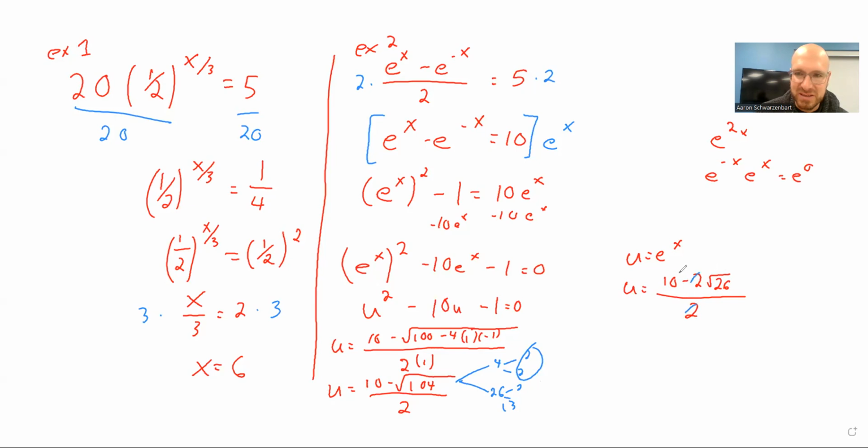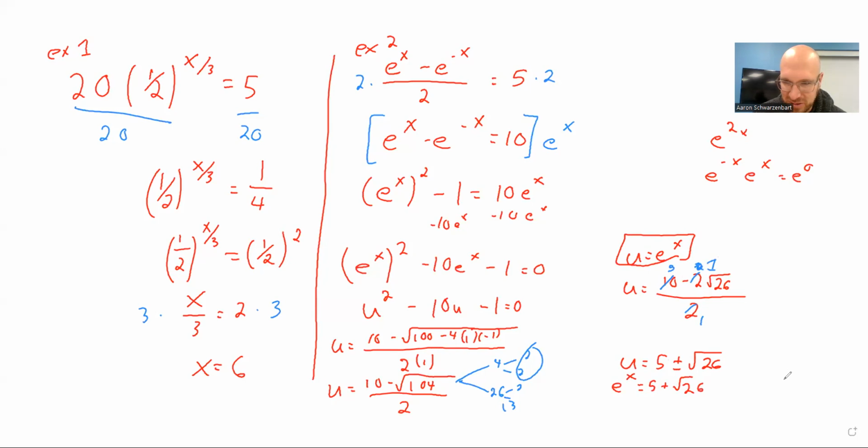I can reduce my fraction by taking it from all of them. Really important that when I reduce, I take from each term. So I end up with u equals 5 plus or minus the square root of 26. Okay. Problem is I don't need u, I need x. So that means I've got e to the x equals 5 plus square root of 26.